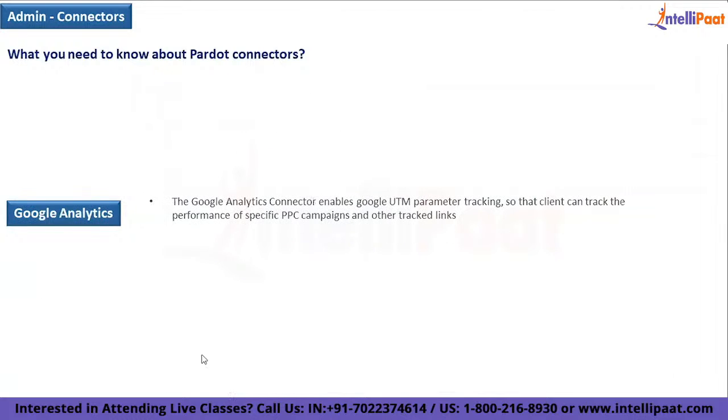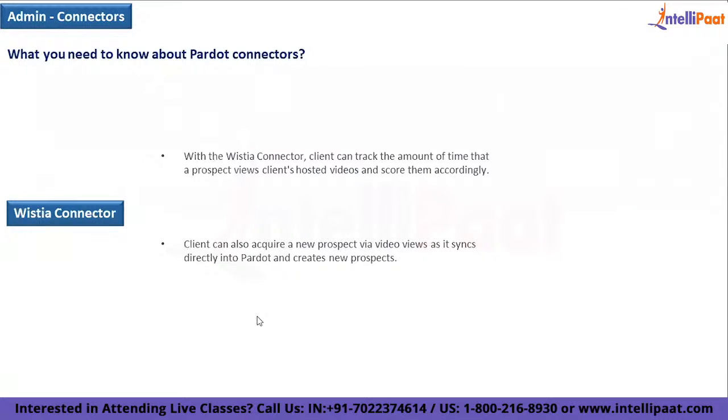So when it comes to Google Analytics, the Google Analytics connector enables Google UTM parameter tracking so that the client can track the performance of each specific PPC campaign and other tracked links. So, pay per click. All these things can be tracked if you have a Google Analytics connector with Pardot. I'm just trying to give an example here.